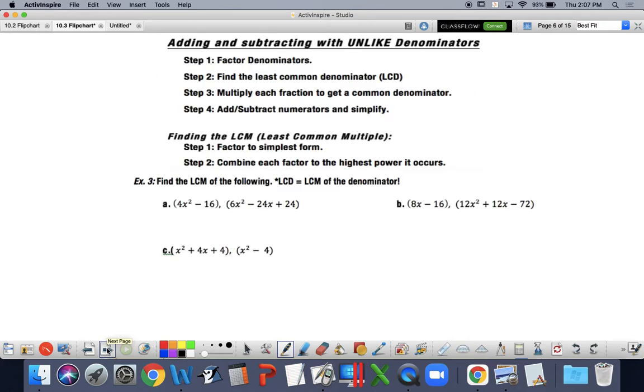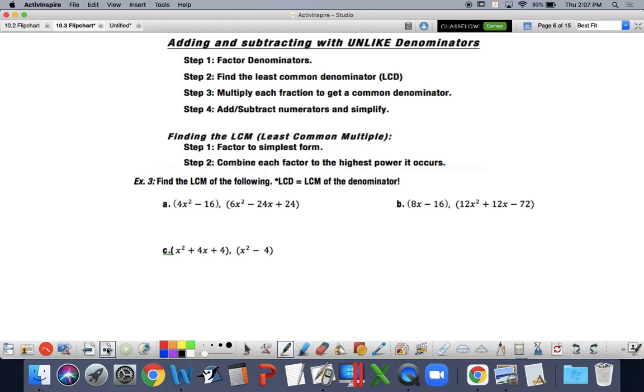So here's my outline of my recommendation of how you should do this. Factor your denominators. Find the least common denominator. Sometimes that's the hardest thing, figuring out what the least common denominator is. Multiply each fraction to get that common denominator in there. Add them up, and then finally, at the very end, simplify if you can.